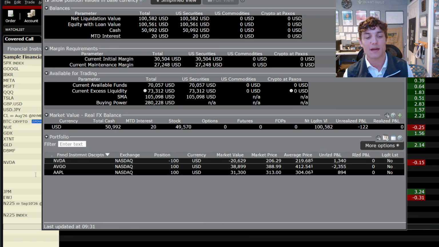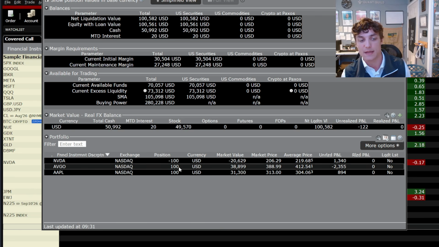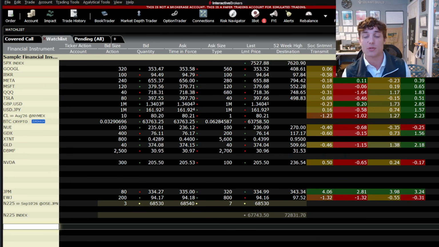So how do I go about generating the portfolio returns for this particular set of stocks? I need to also respect the position size and the side. So the size is 100 shares for each of these stocks, but I have a short position in Nvidia, and then I have 2 long positions in AVGO and Apple. So what we're going to do is I've actually written a script for you in Python to do this automatically, and we're just going to feed it right into the Jupyter Notebook.